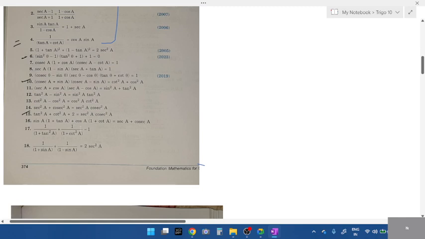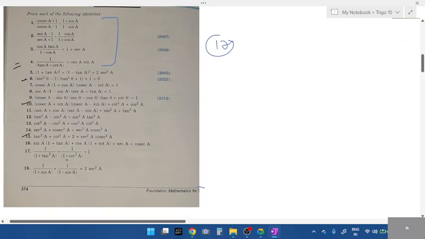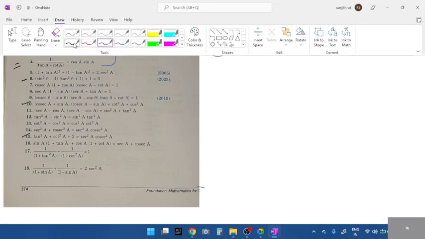Sin A, cos A, tan A is given. I think the 15th one is also done. The 16th one is also done. From the 17th one, students. Until 17, from the 5th question to the 16th, did any of them have denominators? All of you will respond. Did it have any denominators? No, right? The 17th one has a denominator.